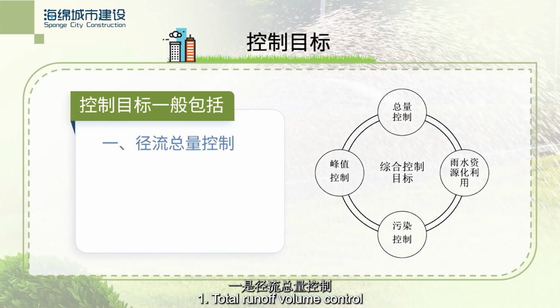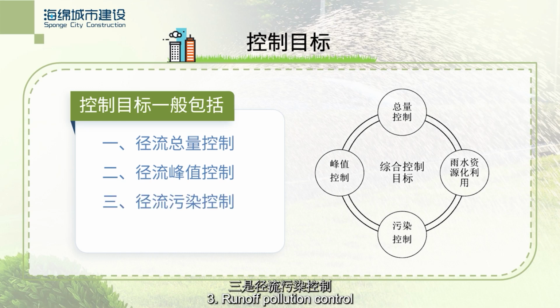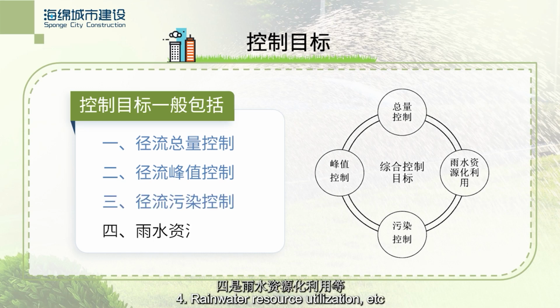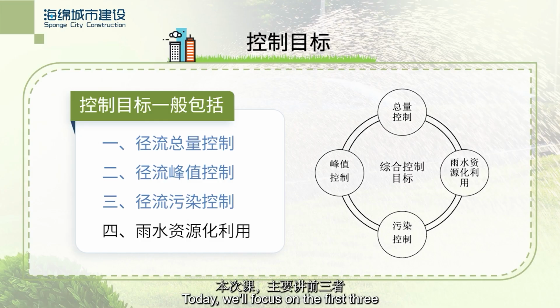A. Total runoff volume control. B. Peak runoff flow control. C. Runoff pollution control. D. Rainwater resource utilization, etc. Today, we'll focus on the first three.